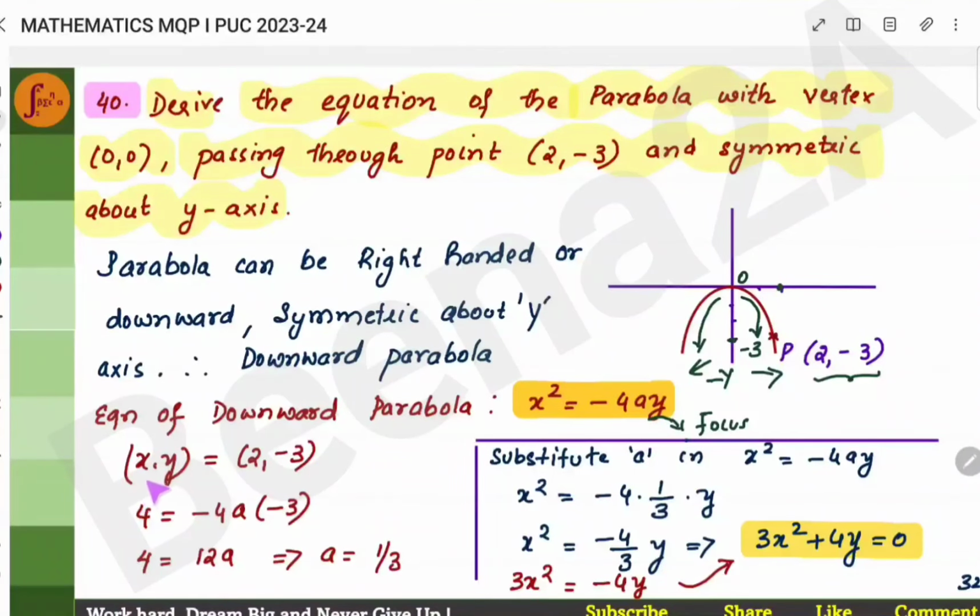Now, the point given is (2, -3). You take this equation and substitute 2 and -3. Instead of x, you put 2. Instead of y, you put -3. Substitute, and you'll get the value of a.